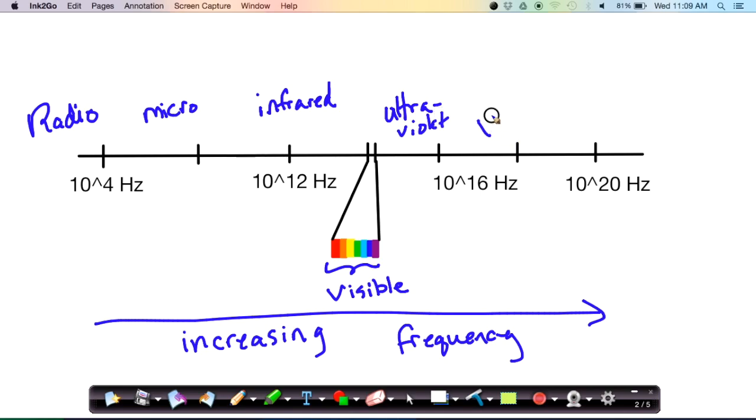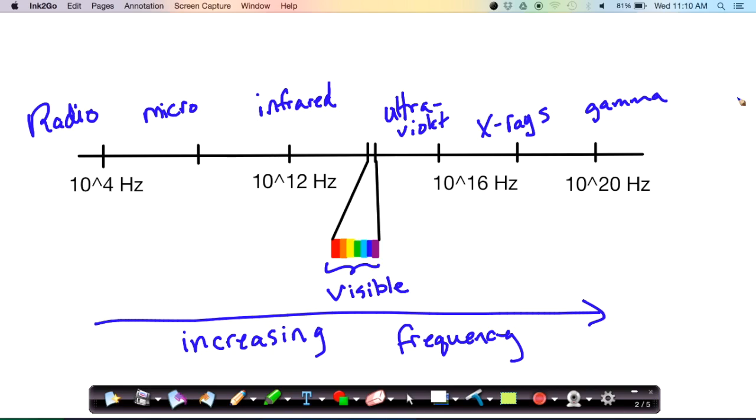After ultraviolet, we have X-rays. And then finally, the highest frequency electromagnetic radiation referred to as gamma rays or gamma radiation. So we have different names for electromagnetic radiation depending on its frequency.